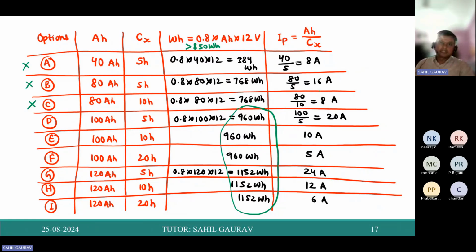Now for the current rating, the minimum current rating, this is the average current demand of 15 ampere.